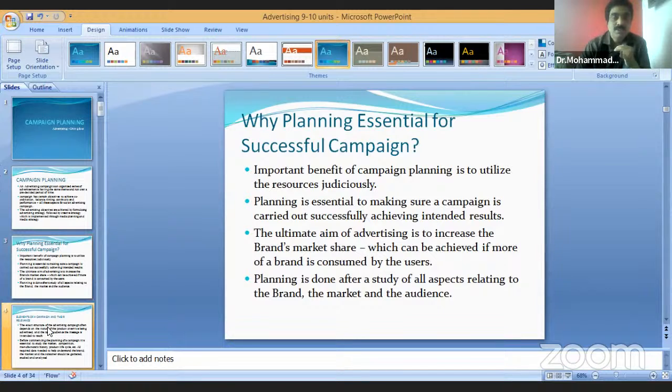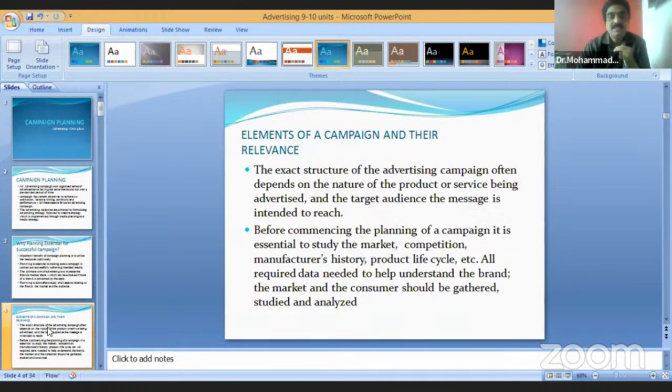Next, moving on to elements of a campaign and their relevance. The exact structure of an advertising campaign often depends on the nature of the product or service being advertised, the target audience, and the message intended to reach them. Before commencing the plan of a campaign, it is essential to study the market, competition, manufacturer history, product life cycle, etc. All the required data needed to help understand the brand, the market, and the consumer should be gathered, studied, and analyzed.